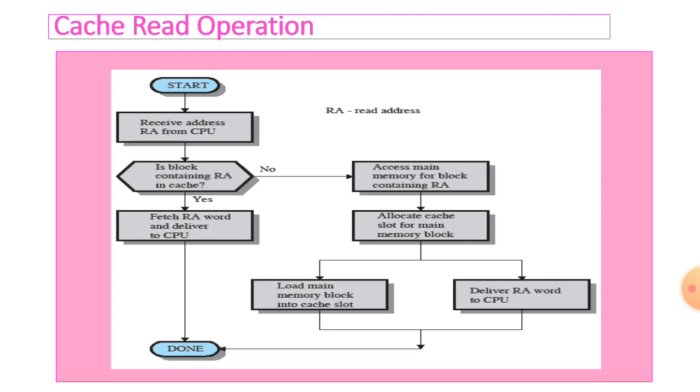The cache read operation receives the address RA from the CPU. Is the block containing RA in the cache? If yes, fetch the RA word and deliver it to the CPU. Otherwise, access main memory for the block containing RA. Allocate a cache slot for the main memory block. Load the main memory block into the cache slot. Deliver the RA word to the CPU.